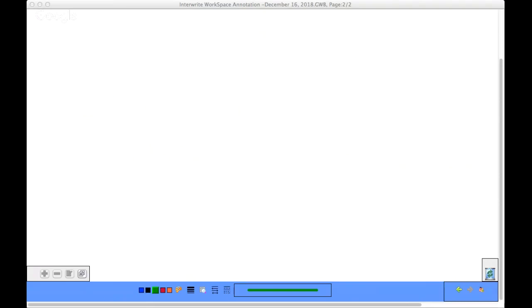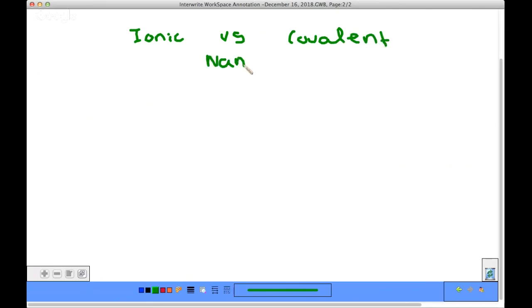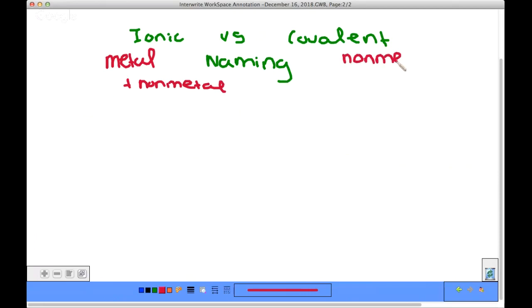Basic naming of ionic and covalent bonds with some examples. Whenever you come across naming, the first thing you want to think about is whether the compound is ionic or covalent. One way you can always know: ionic is between a metal and a nonmetal, where covalent is between a nonmetal and another nonmetal.